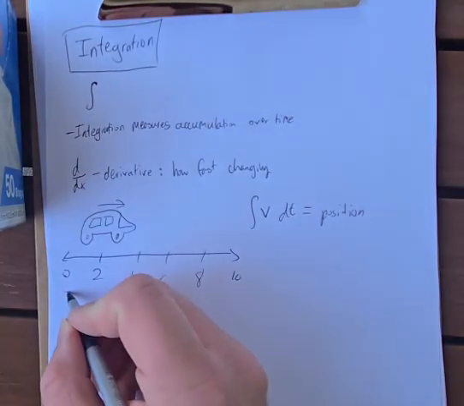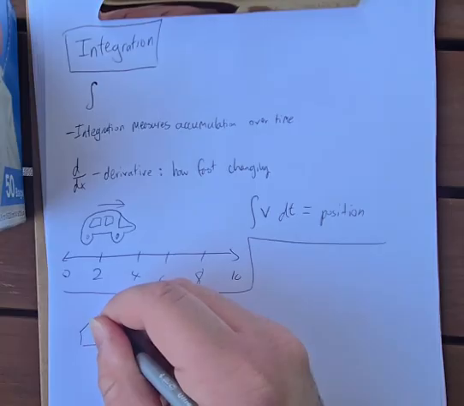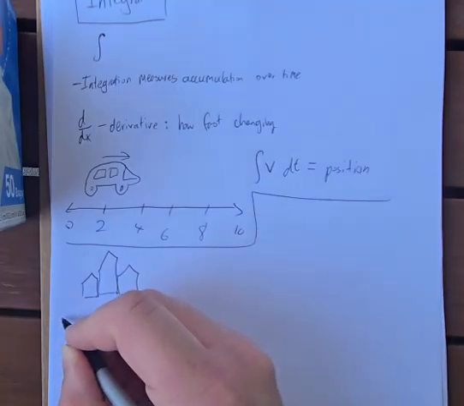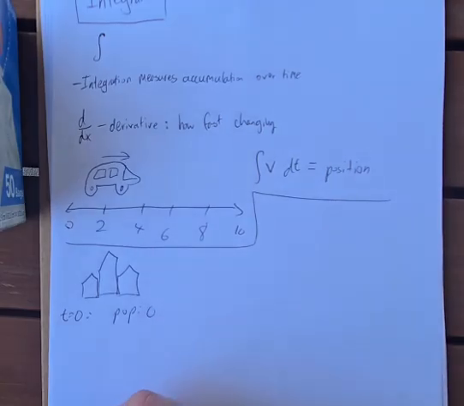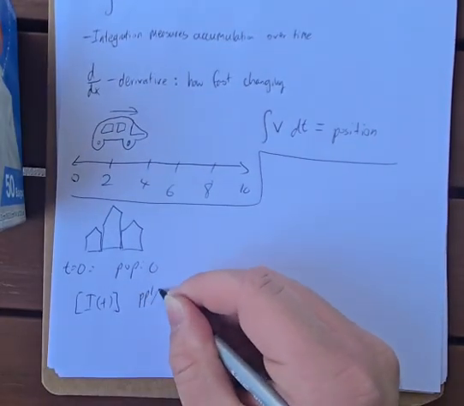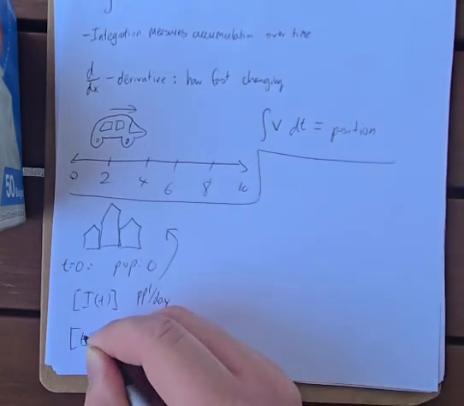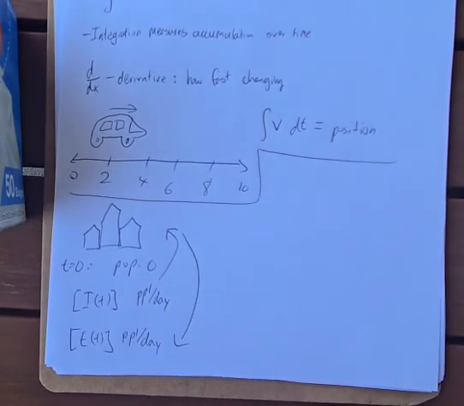I want to do another example with population. Let's say we have a city. Let's say at t equals 0, the population is 0. It's an empty city. Over time, people begin entering this city. Let's call this function I of t, people entering the city per day, right? So the units of this are people per day. There's also another function, e of t, again measured in people per day, but this is people leaving the city.